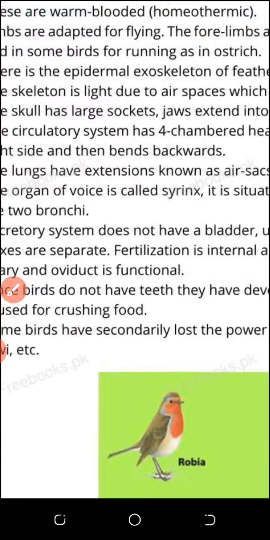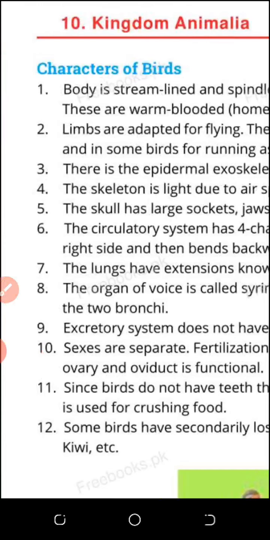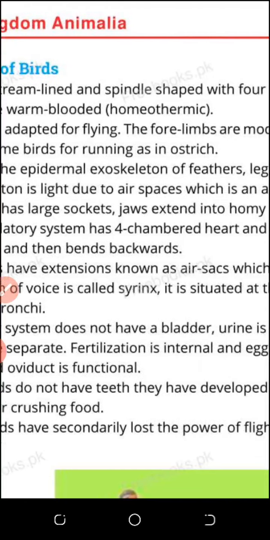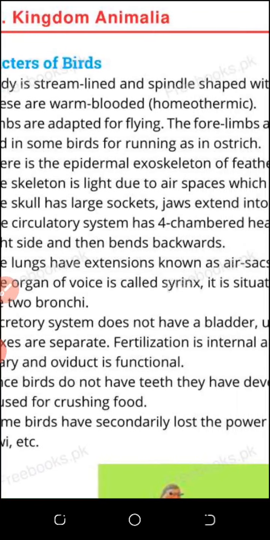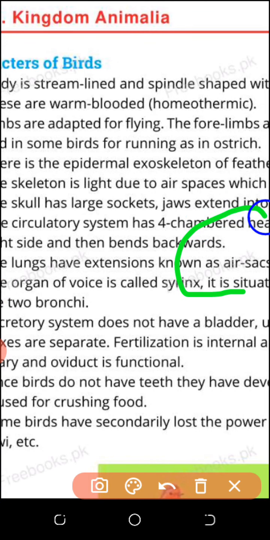The characters of the birds, you know, are very easy, because their skeleton is light because they want to fly. Their metabolic activity will be more. Their lungs consist of more sacs, air sacs, because oxygen concentration must be more, because they have to fly. Only lungs will not be able to fulfill the need of oxygen, so some additional air sacs are present.